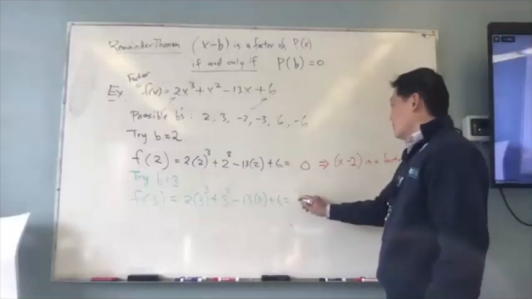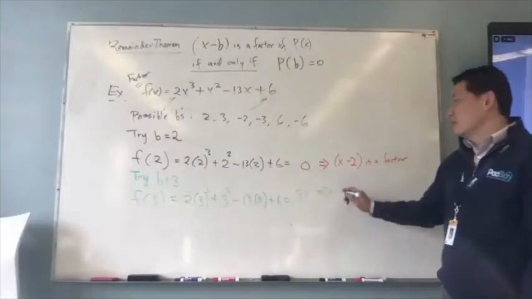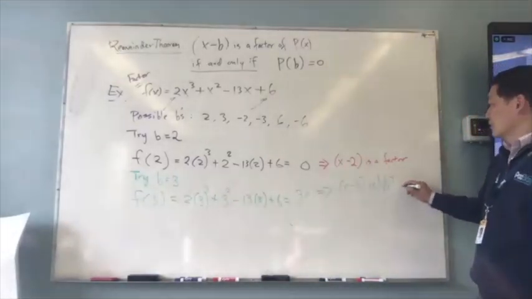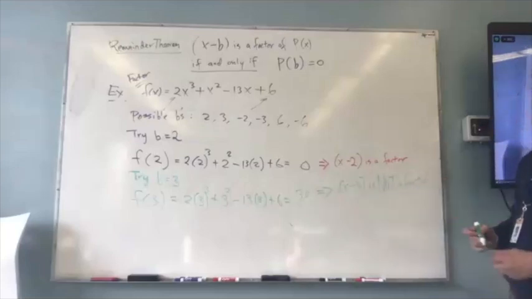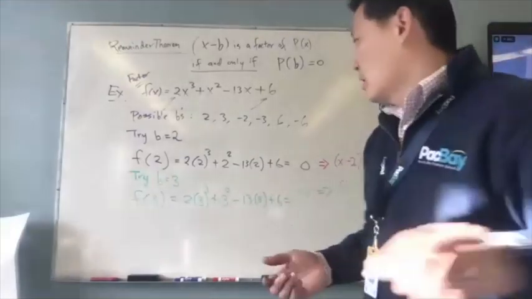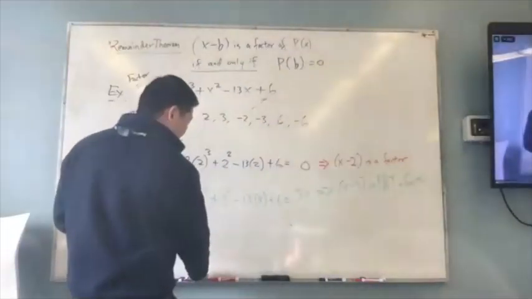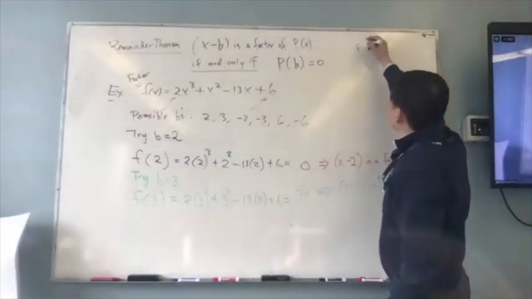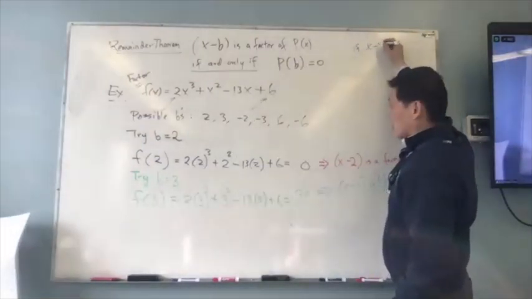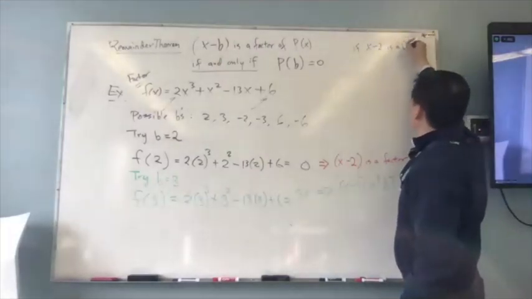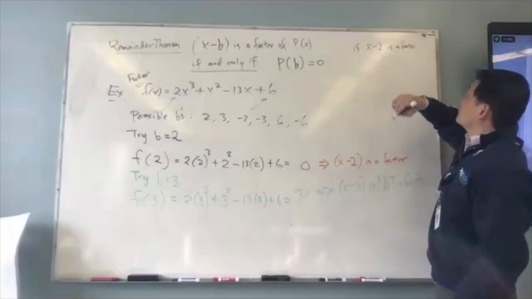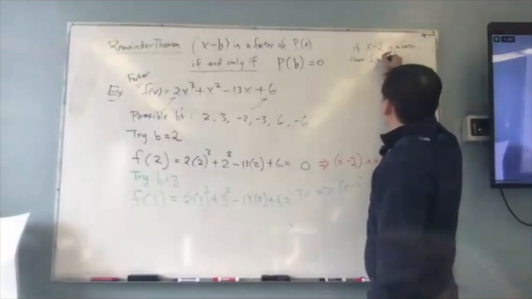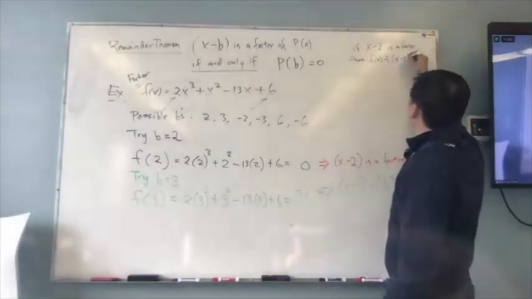Okay, so we got 30, which means x minus 3 is not a factor. Now, we can see if it's really true. Let's say x minus 2 is a factor, then we can divide. We can take f of x and divide by x minus 2.